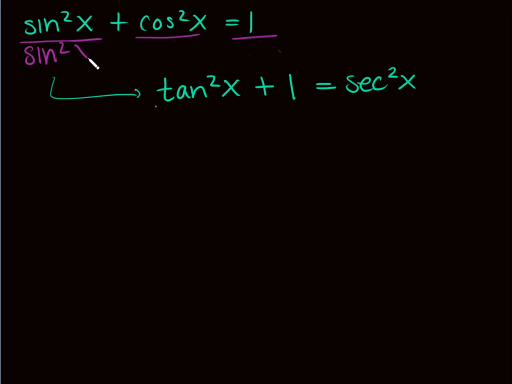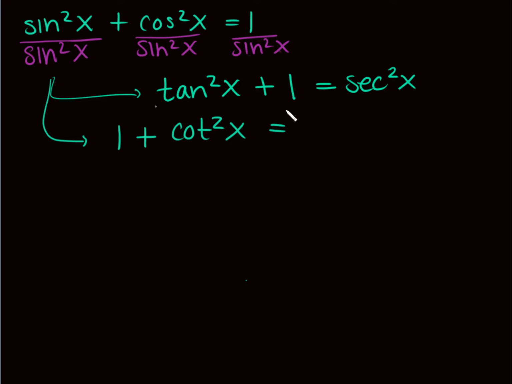So if I divide everything by sine squared, okay, what am I going to get? Now, this identity is true for all of them. So sine squared divided by sine squared is 1. Cosine squared divided by sine squared: remember, cosine over sine is cotangent, and if I square both of them, then that's cotangent squared. And 1 over sine is cosecant, so 1 over sine squared is cosecant squared.